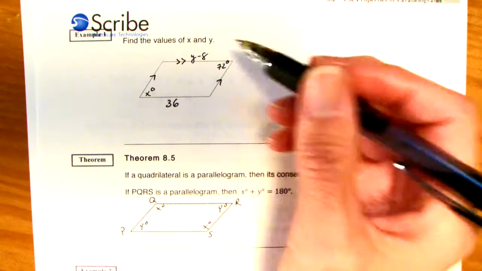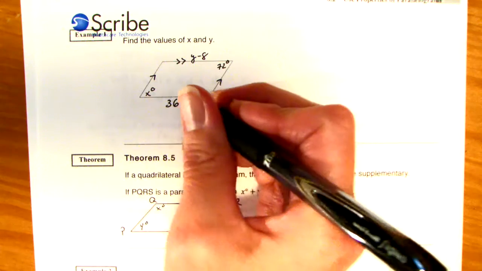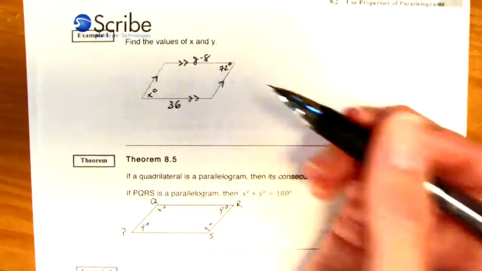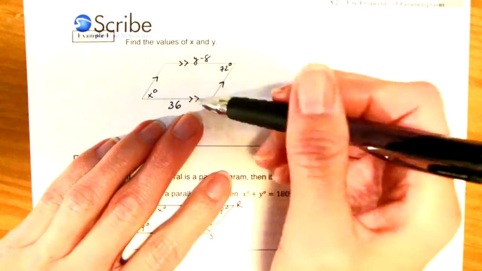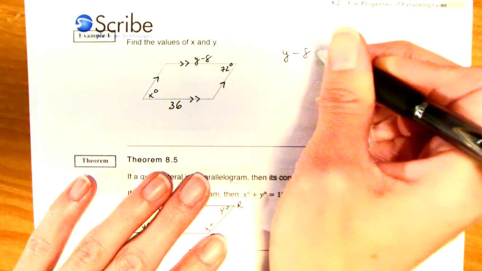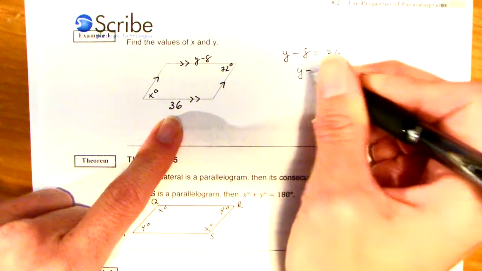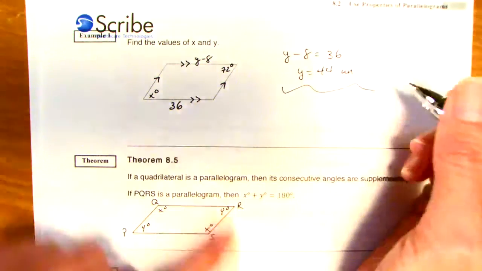Find the values of x and y. Because it's showing opposite sides are parallel, it's a parallelogram, so opposite sides are congruent. So we have y minus 8 is equal to 36. Add 8 to both sides. Y is equal to 44. I don't know what the unit is, but let's leave it as that.